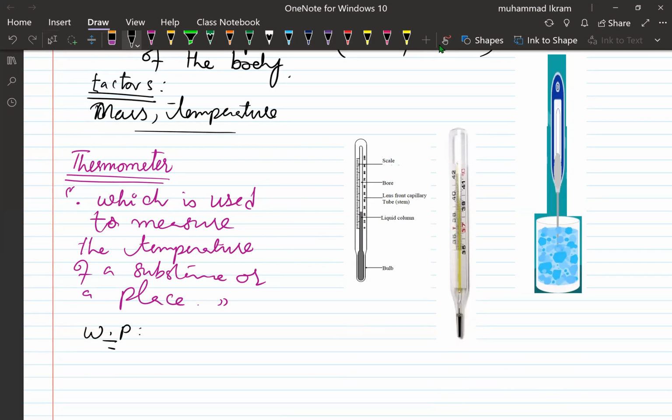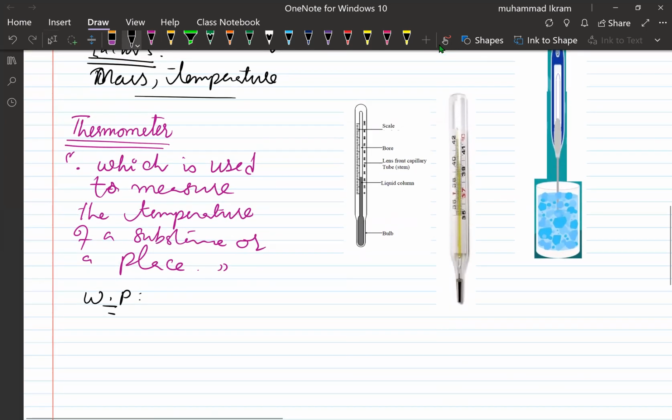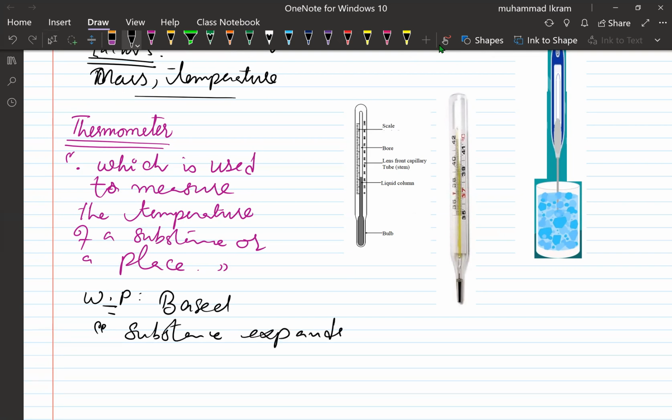The working principle of the thermometer is based on the phenomenon that liquids, substances, objects expand on heating and contract on cooling. This will be the basic principle we will use in the design of the thermometer.